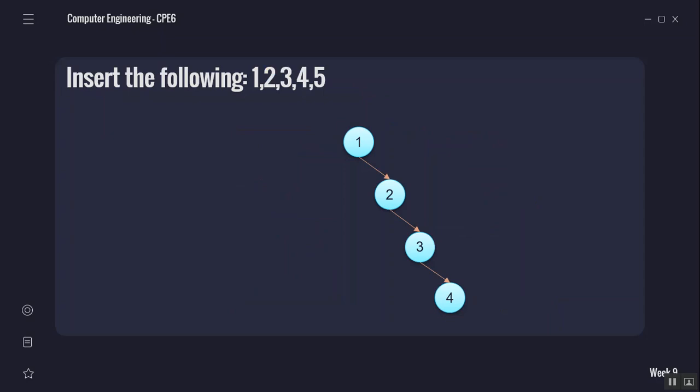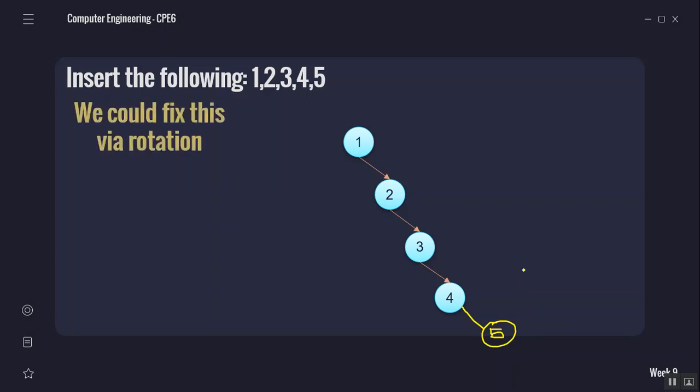So how about the previous example of a skewed tree? How are we going to balance this tree? Okay. Suppose that we are going to insert 1, 2, 3, 4, 5 now. Okay. So there's a 5 here, missing a node. As I have said a while ago, we're going to insert each node one by one. So we could fix this by rotation.